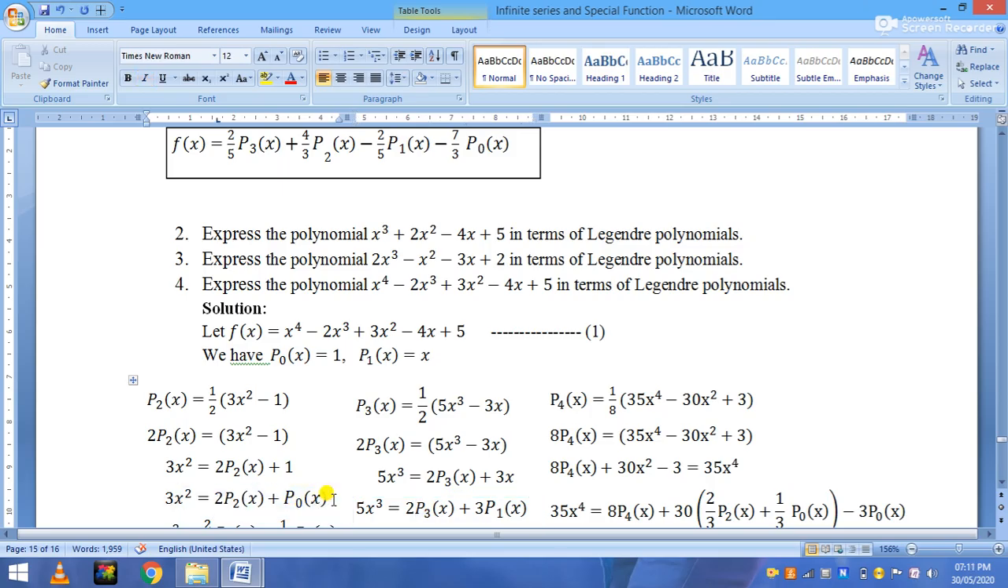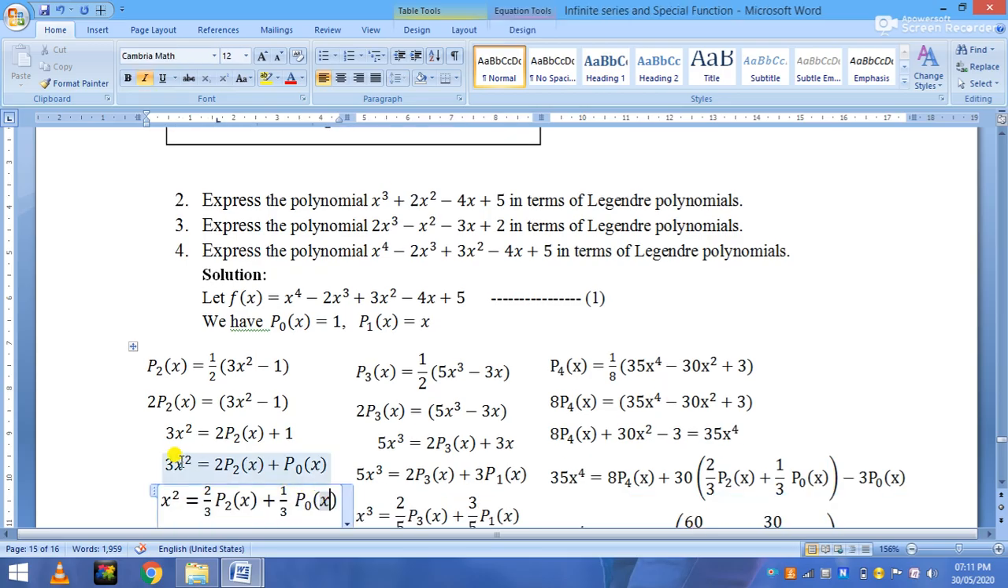Next we require only x square, therefore divide by 3 or take 3 this side. x square is equal to 2 by 3 into P2 of x plus 1 by 3 into P0 of x. This is the value of x square.